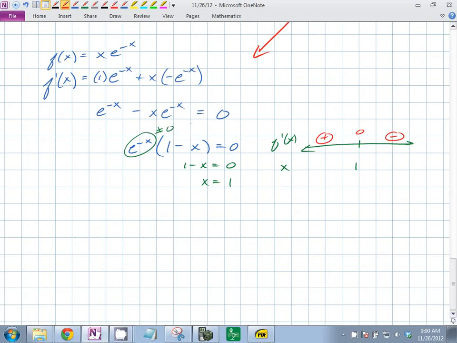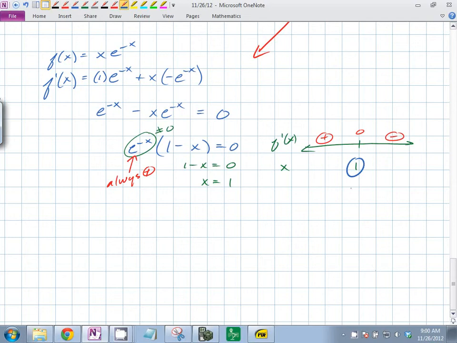You can also, it's easier just to look at this. e to the negative x is always going to be what? It's always positive, right? So 1 minus x, if x is greater than 1, is going to be negative. Okay, so we found where it's increasing and decreasing. What does that tell you about this point right here? What kind of point is that? If this function is only increasing and then it's decreasing, it's a max.